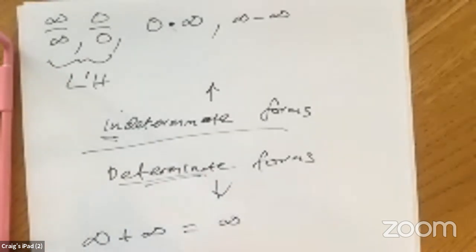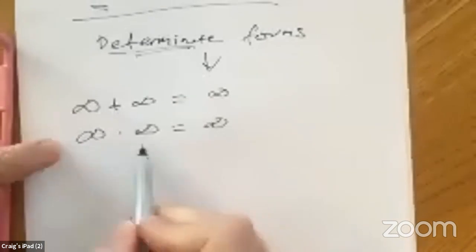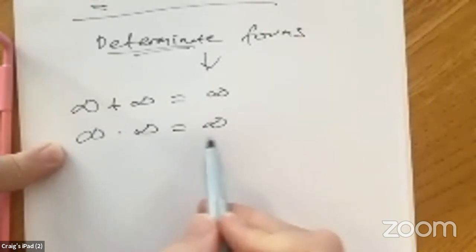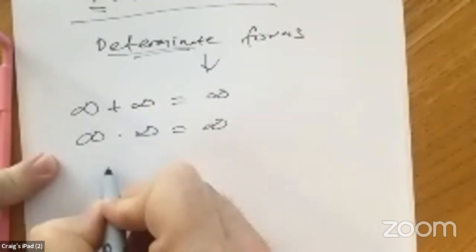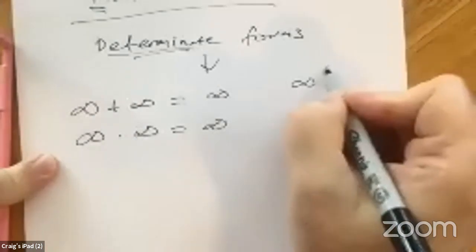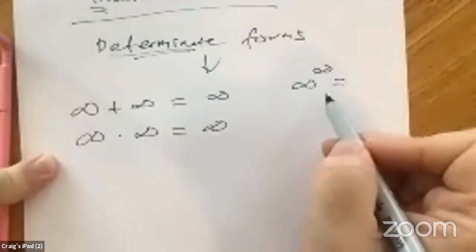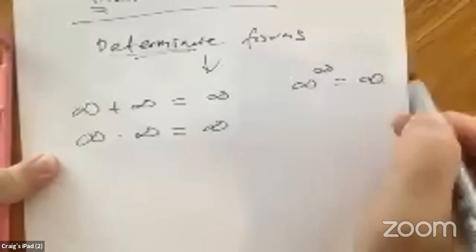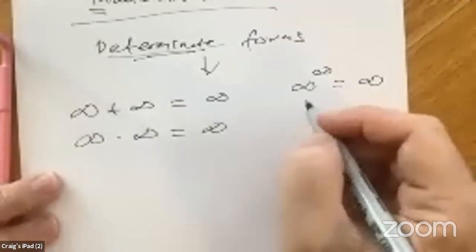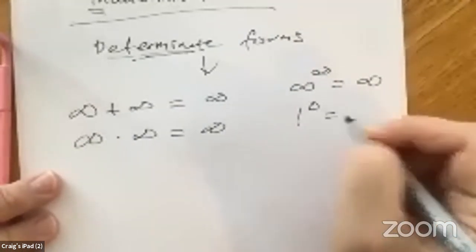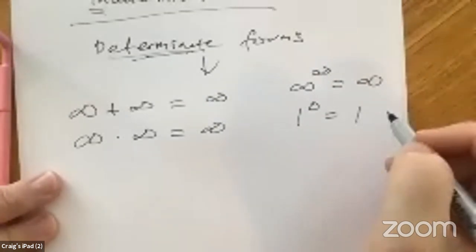Another form that would work, infinity times infinity. Okay, a big thing times a big thing is a big thing. There's no ambiguity here. We're always going to know the answer is infinity. That's a definite answer. What about, okay, where do I put infinity to the infinite power? Well, it's also infinity. Okay, this is also a determinate form. And there's a few others like, let's see, 1 to the 0 power is always 1.